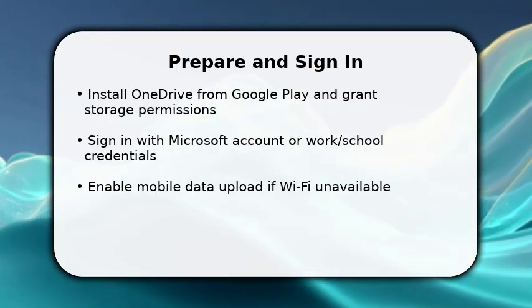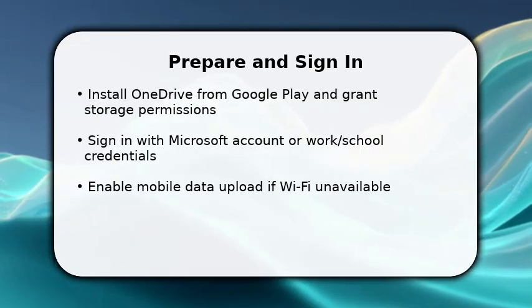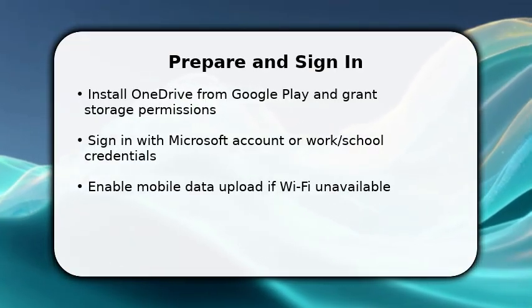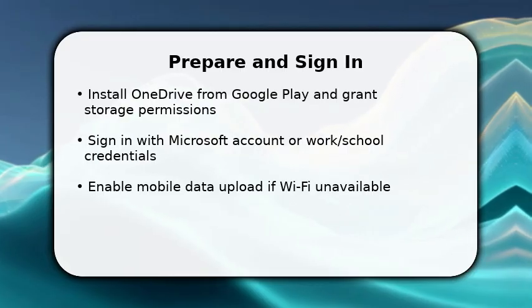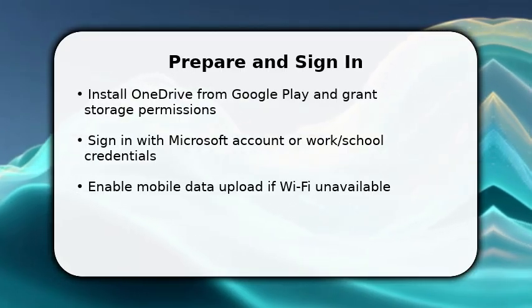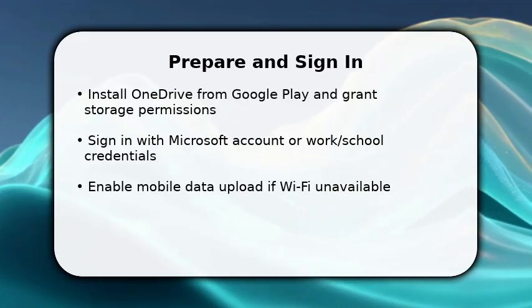You start by installing OneDrive and granting the app storage and camera permissions so it can save and upload files. Next, sign in with your Microsoft personal or work account. This connects your phone to the cloud.